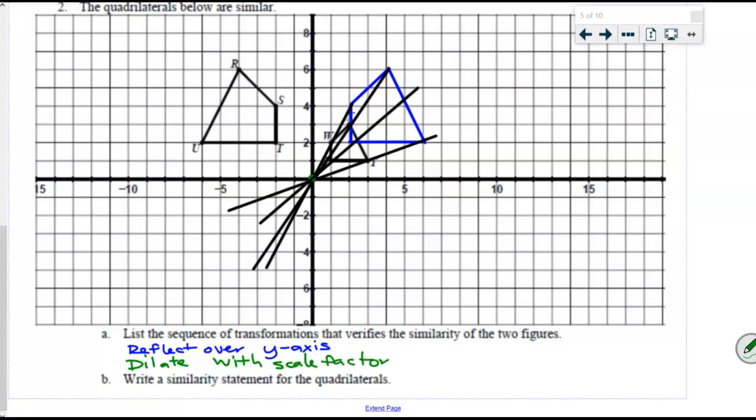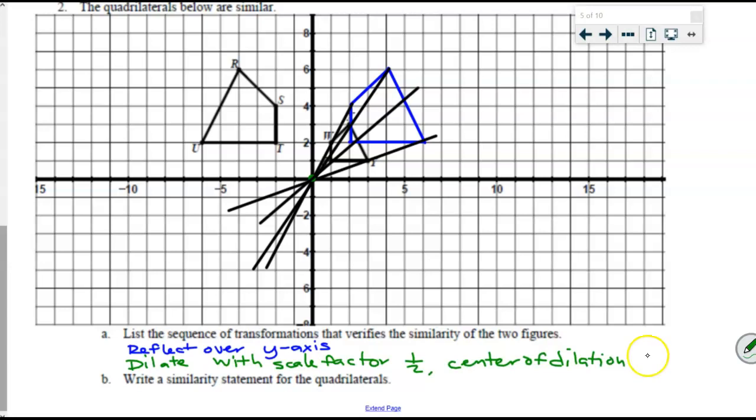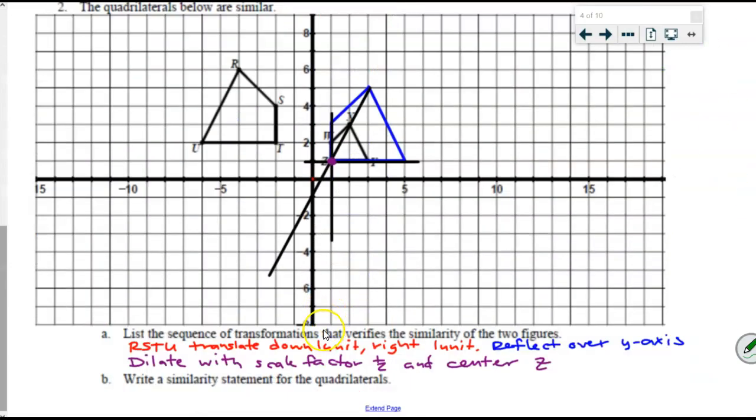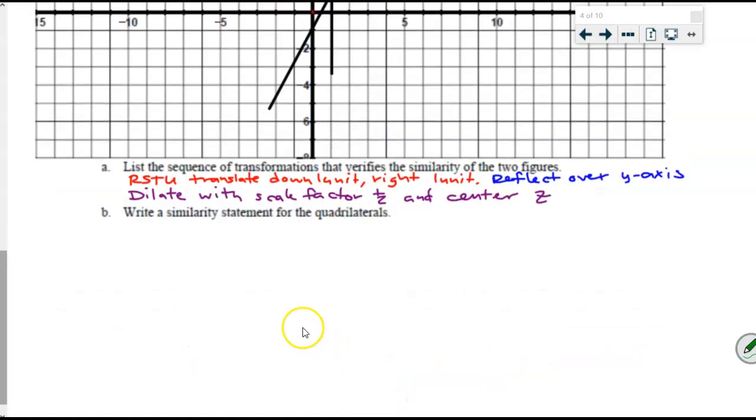Dilate with scale factor 1/2, and center of dilation is the origin. Okay, now write a similarity statement. I actually have to come over here to write my similarity statement because my other one was too full. What is that similarity statement?